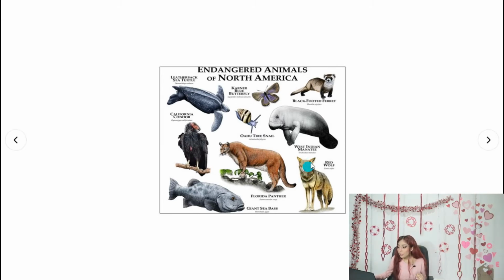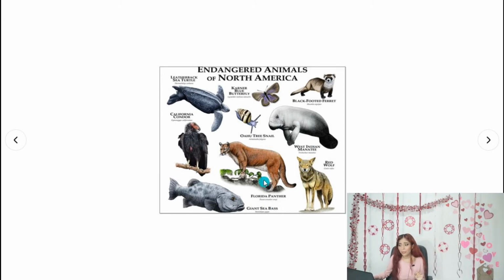Okay, we have the West Indian manatee, Florida panther. I love panthers. Garner blue butterfly that you can see, it's pretty beautiful. Then we have a snail, and of course a ferret, that they are super cute.